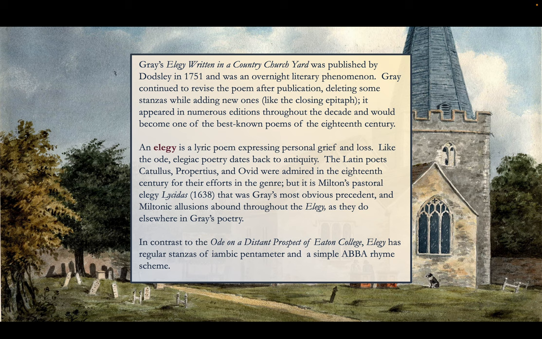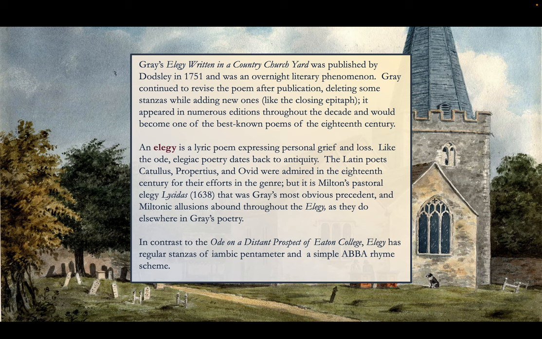Gray's Elegy was published by Dodsley in 1751, and it was his most famous poem at the time, an absolute overnight literary phenomenon. He continued to revise the poem after publication for a few years. He deleted some stanzas, and then he added some new ones, like the closing epitaph, which was not in the poem when it was originally published in 1751. The version we're looking at was printed in 1753, and it appeared in numerous editions throughout the decade and would become one of the best-known poems of the 18th century.